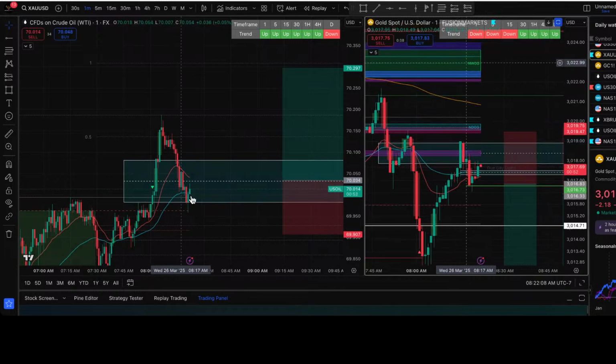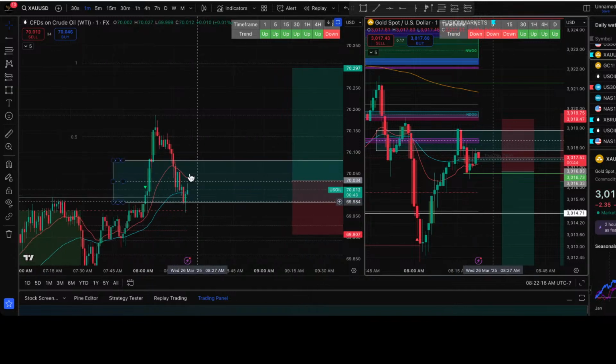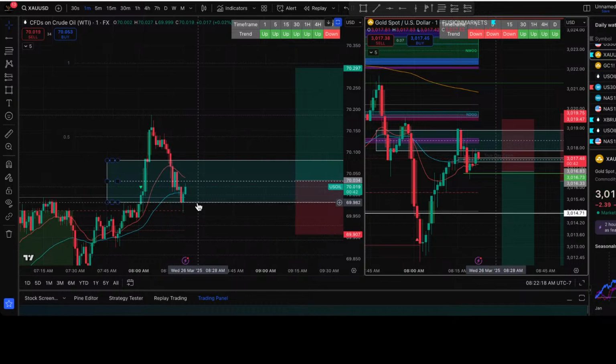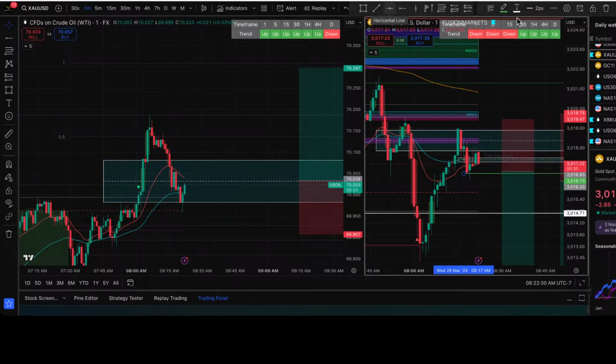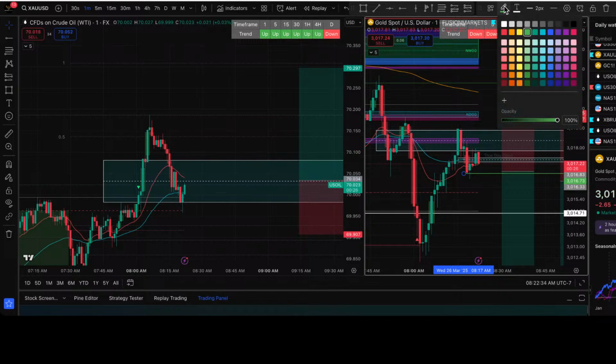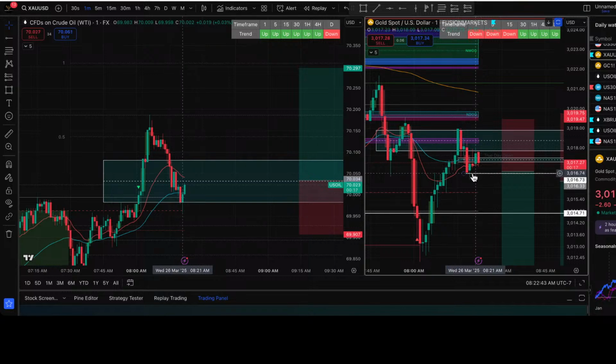So we've closed inside this fair value gap. Let's see if we get that bullish fair value gap or not. Here we're pushing down again until I get a push past this. Now let's make this red. Or white's easier to see. So as soon as I get a body close under this, this sell is on.